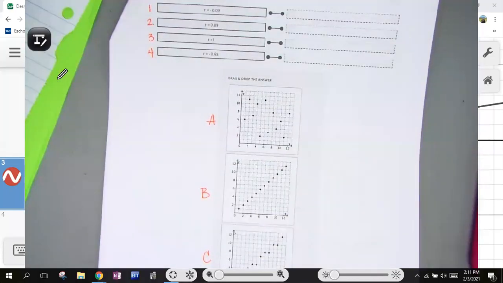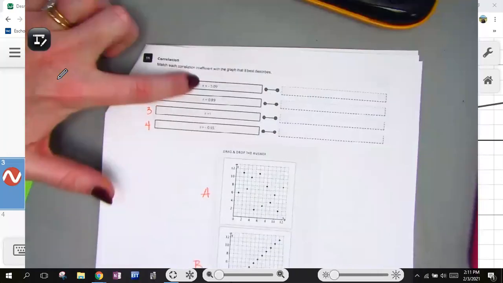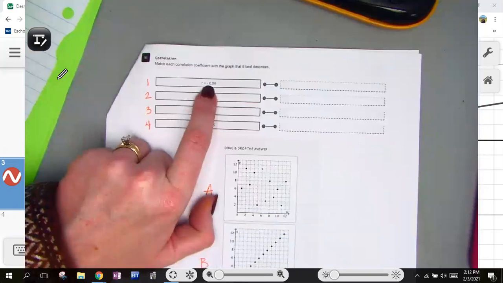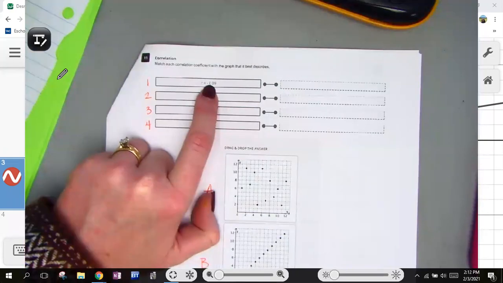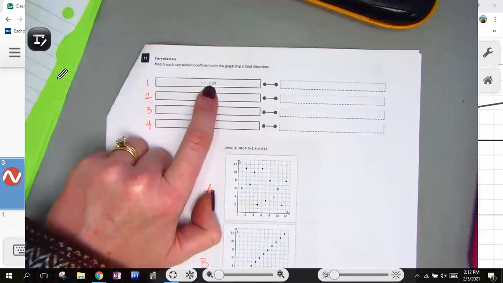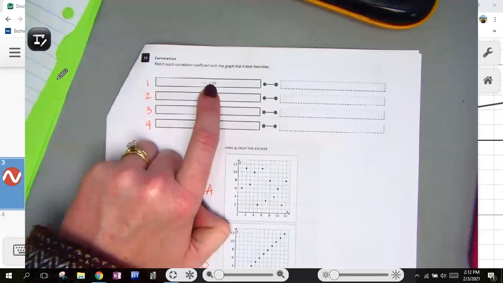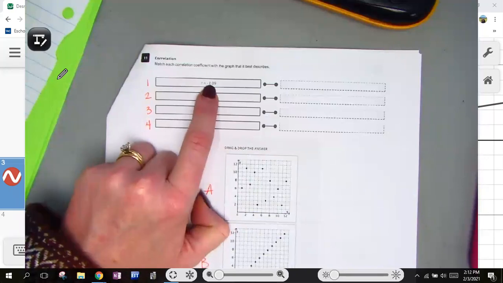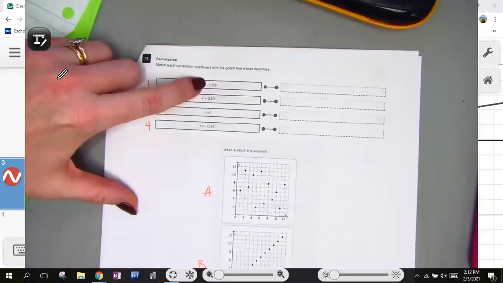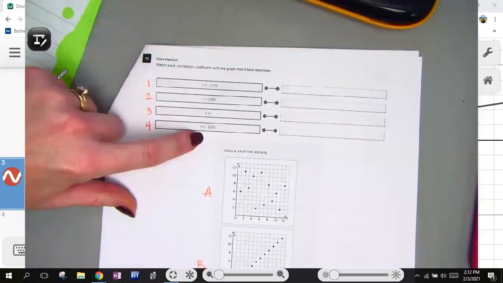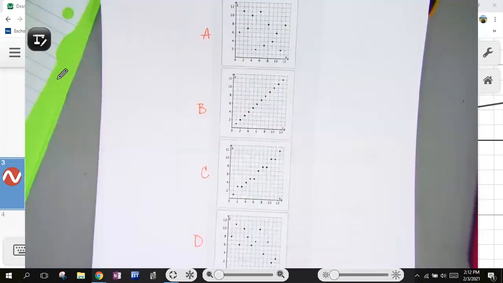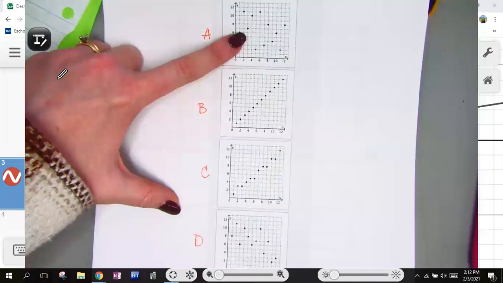All right, so looking at these 4 up here, the very first one I see is -0.09. Okay, so it's not only decreasing, and I know that because it's negative, but what value is it really close to? 0. So the graph is going to look really what? Spread out. Okay, so that's the smallest value out of all 4 of these up here. So which one of these 4 graphs is the weakest? A, right? Because it's the most spread out.